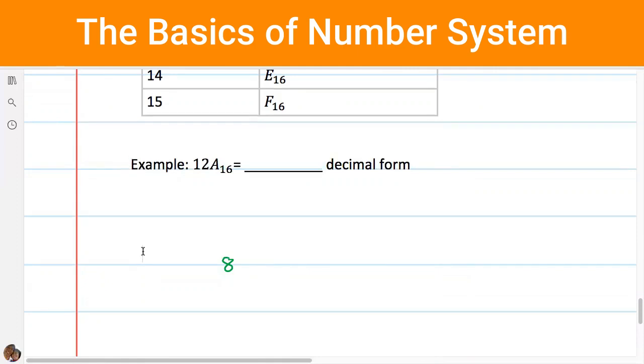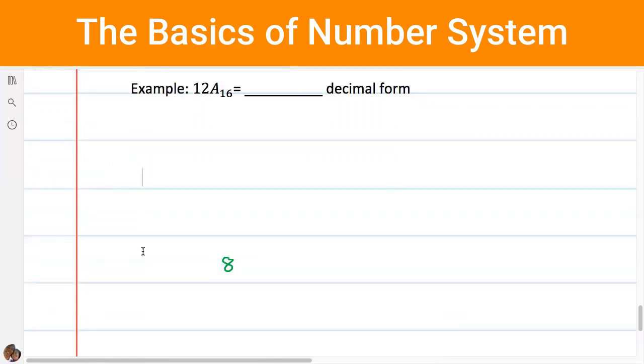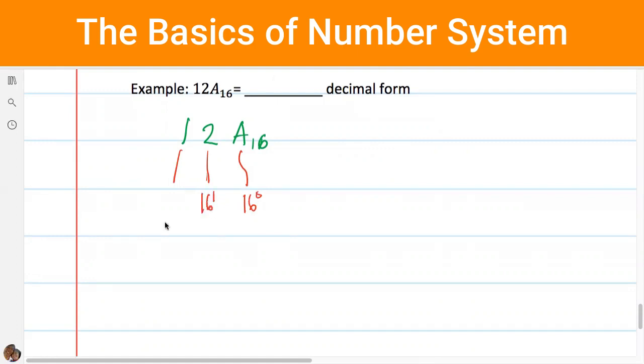What we are going to do now is to write the number 12A to base 16. Next, we are going to write down its place value. The place value of A here is 16 raised to 0. The place value of 2 here is 16 raised to 1. The place value of 1 here is 16 raised to 2.